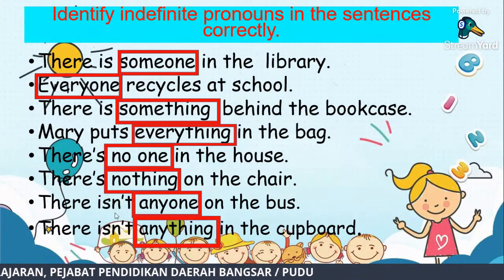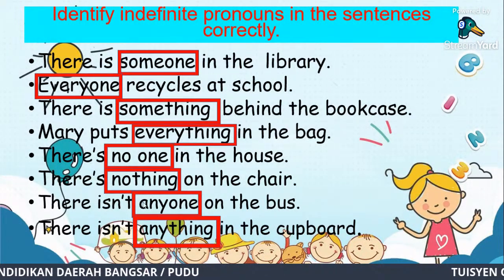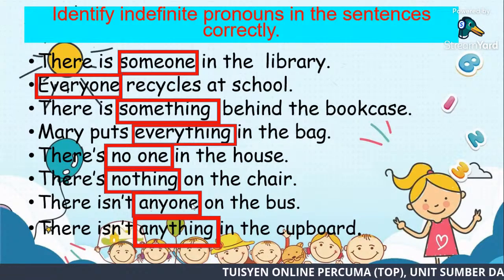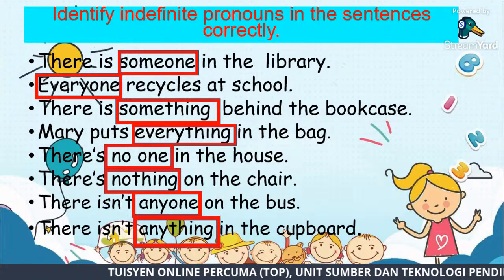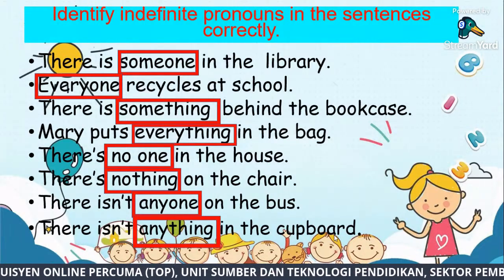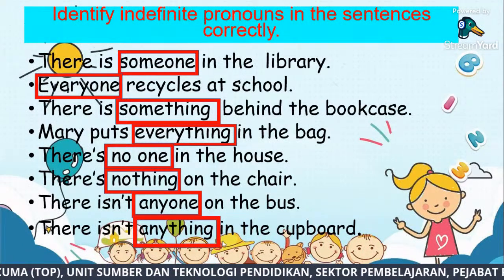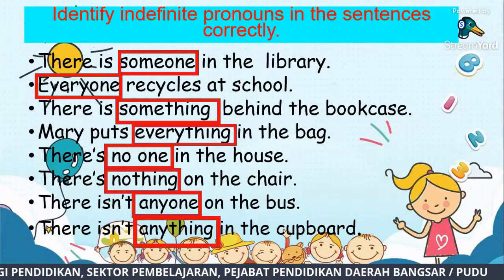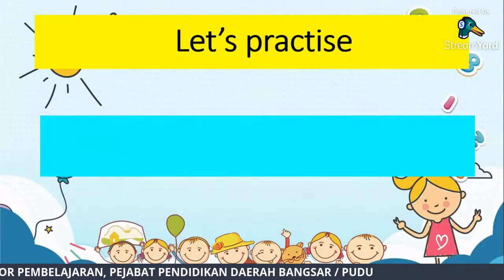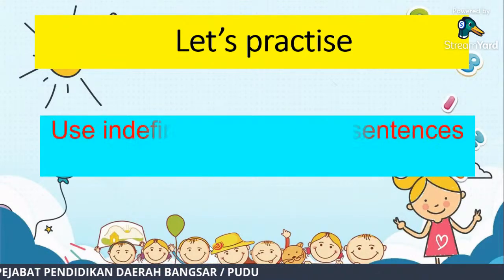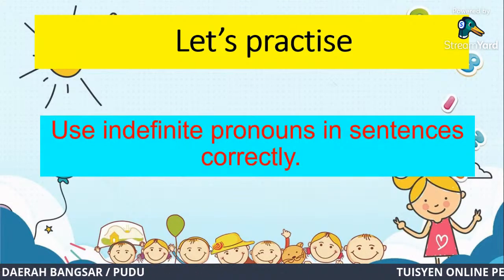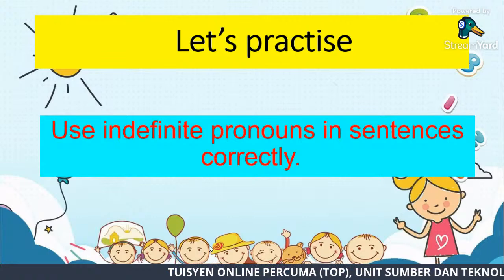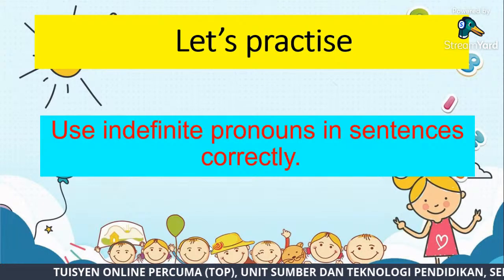And followed by there isn't anyone on the bus. So anyone is referring to people, so that's why we use anyone. And there isn't anything in the cupboard. So here we are referring to a thing, so that's why we use anything here. I hope you are clear with that. And now we're going to practice one more. Another practice, which is related to using indefinite pronouns in sentences correctly. How are you going to use that?